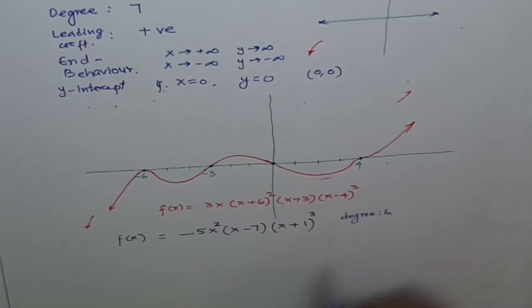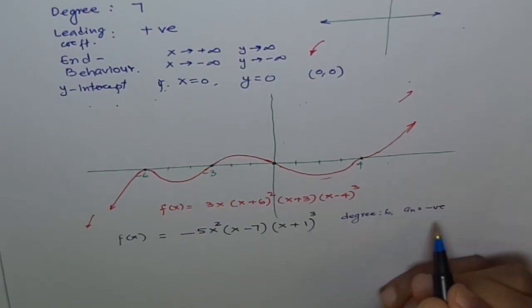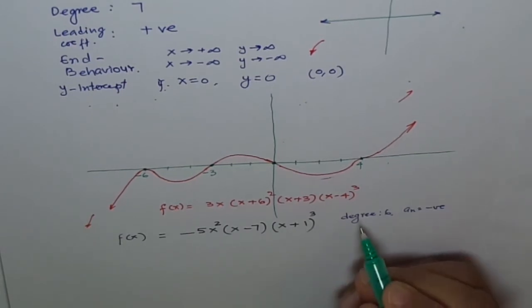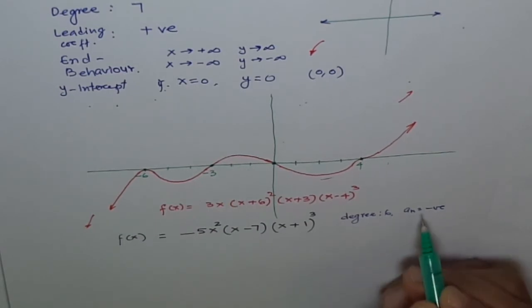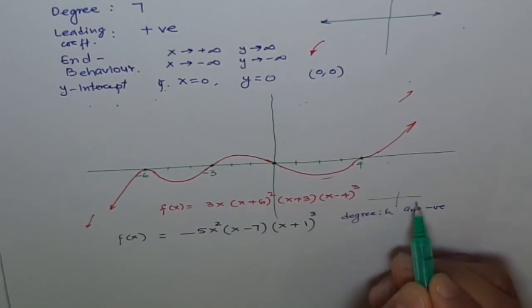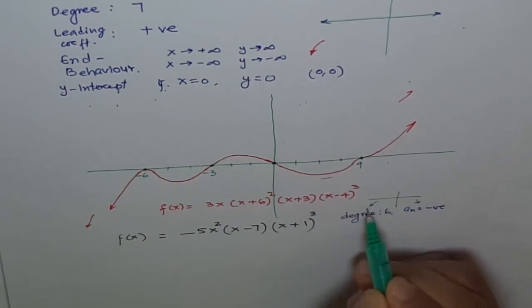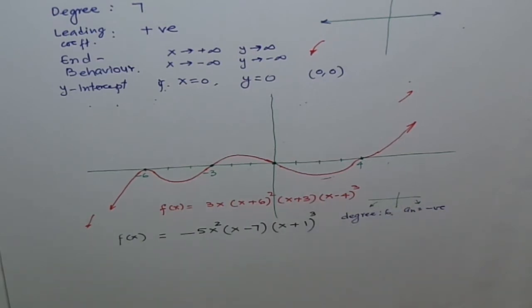Degree 6 and leading coefficient negative. Let me write a_n as negative. This will help you to sketch the graph. Degree 6 and negative means what? Well, this means right side down, correct? So in your graph for this, right side is going to be down, degree 6 same side here. So that's the end behavior, and you can put the points inside and sketch as we did, right?